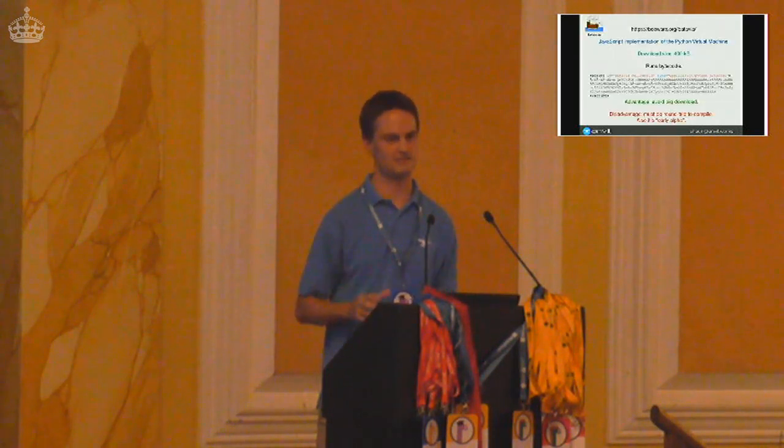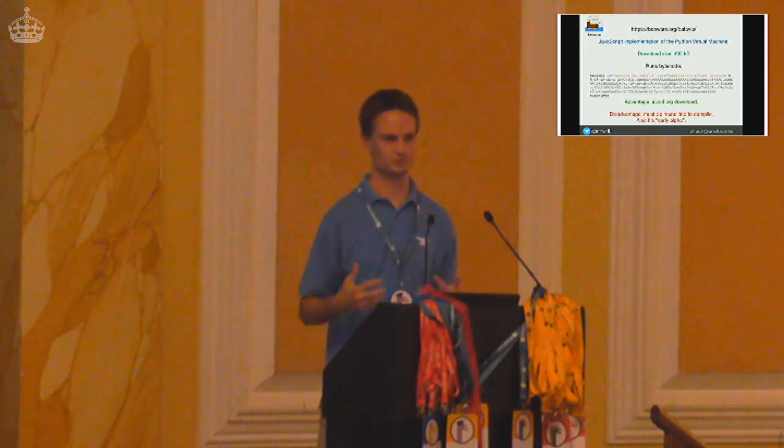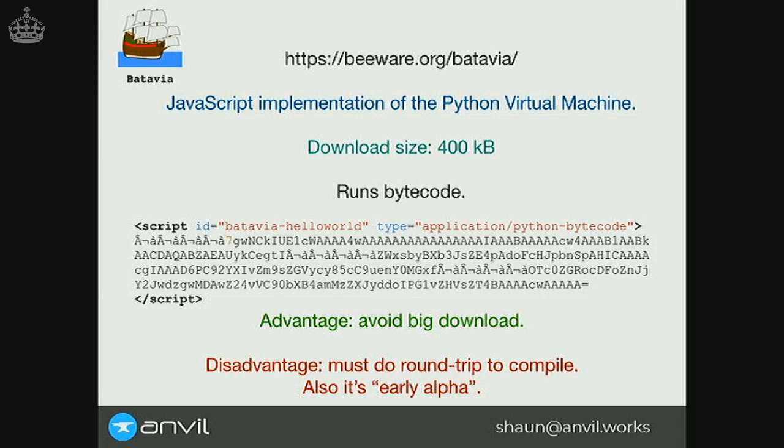It's called Batavia, and it's by BeeWare. They're an open source project where they make lots of really cool Python tools. Batavia is their Python in the browser solution, and they have literally handwritten a Python interpreter in JavaScript. They haven't written the compiler, so the result is a really memory-efficient interpreter that's only 400 kilobytes to download.